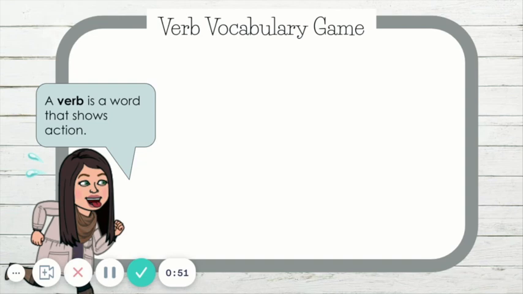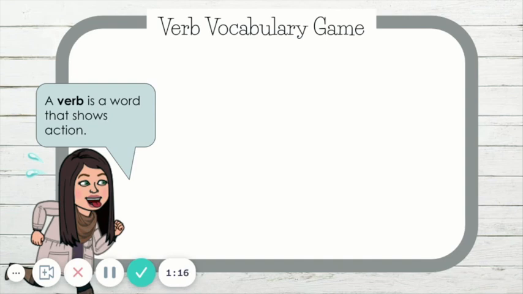Show me how you would jump. Jump. Good. Now, can you hop on one foot? Hop. Good job. Those are verbs. Now that we have reviewed what a verb is, an action word, let's play a game.